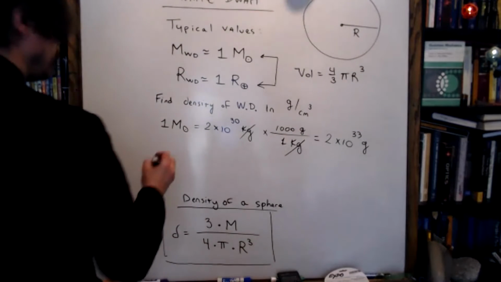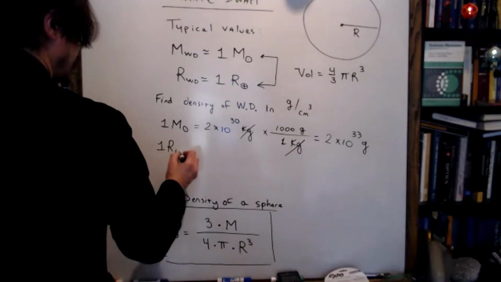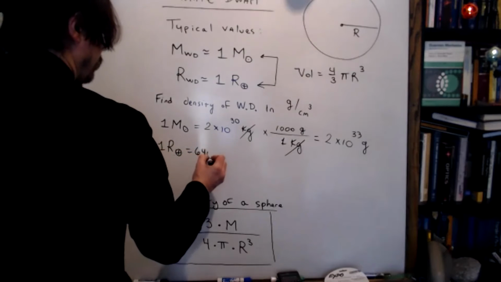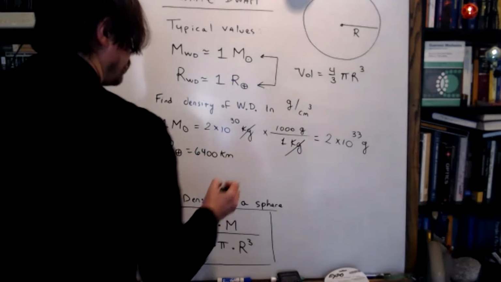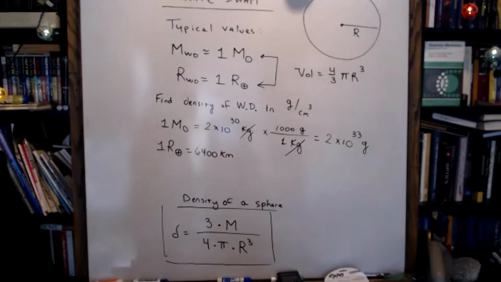Runsack, the radius of Earth is 6,400 kilometers. Can you help me get that into centimeters, buddy?